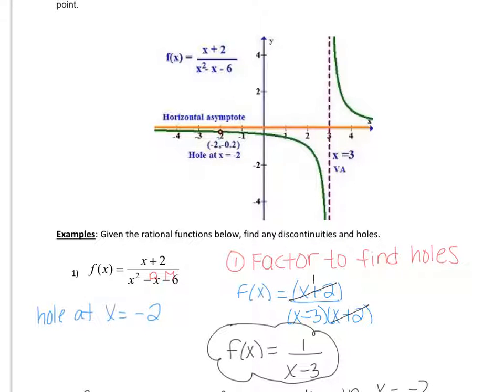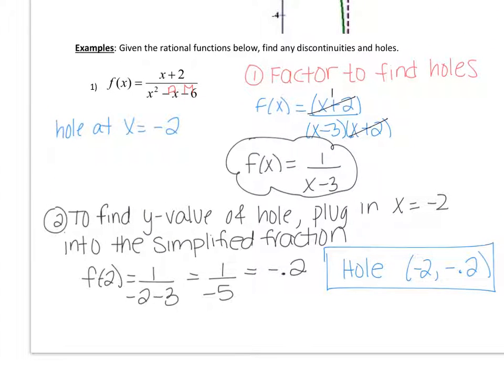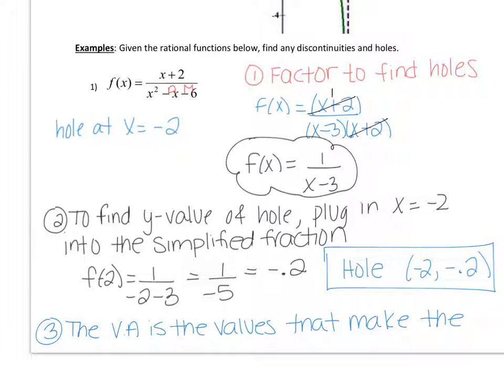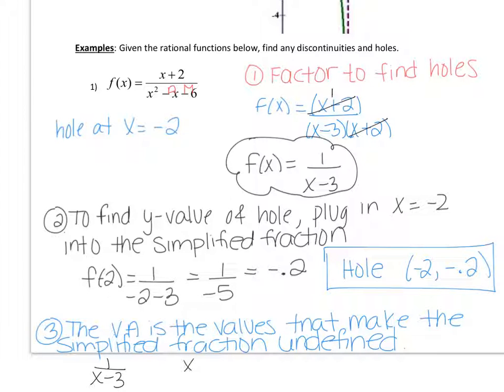Now how do I get this vertical asymptote of x equals 3? Well, after we factor, whatever is left, which is this right here, wherever that is undefined is where the vertical asymptote is going to be. So my third thing is the vertical asymptote is the values that make the simplified fraction undefined. My simplified fraction is f of x equals 1 over x minus 3. So I set the denominator equal to 0 and solve. So x equals 3. This is my vertical asymptote.